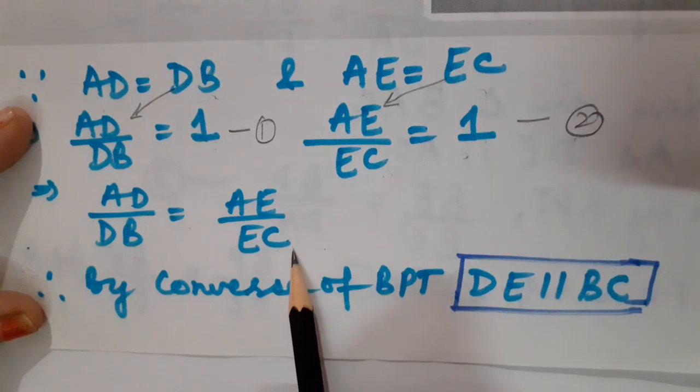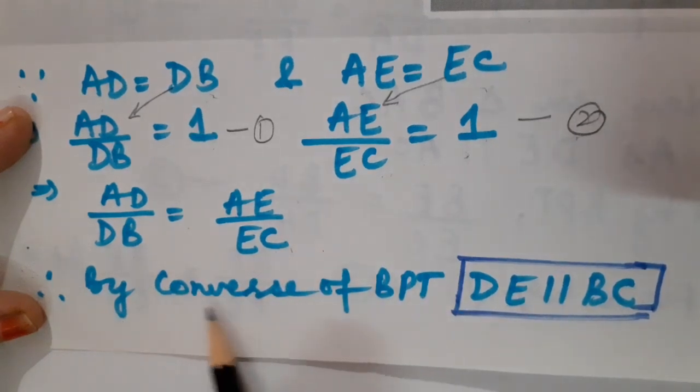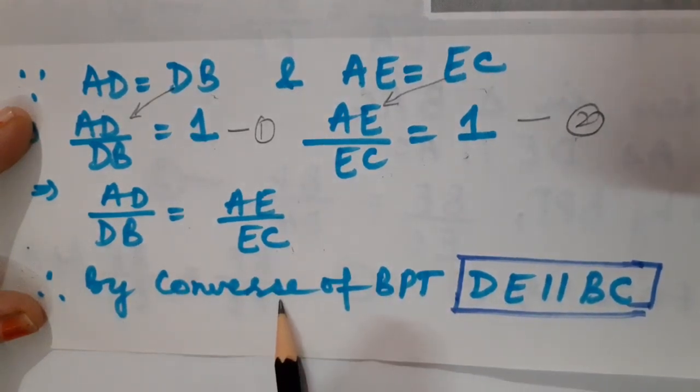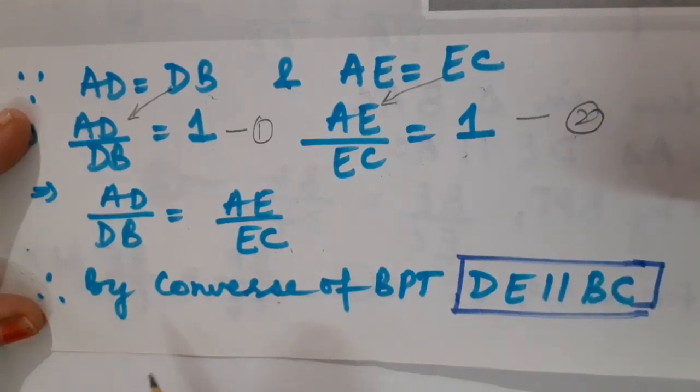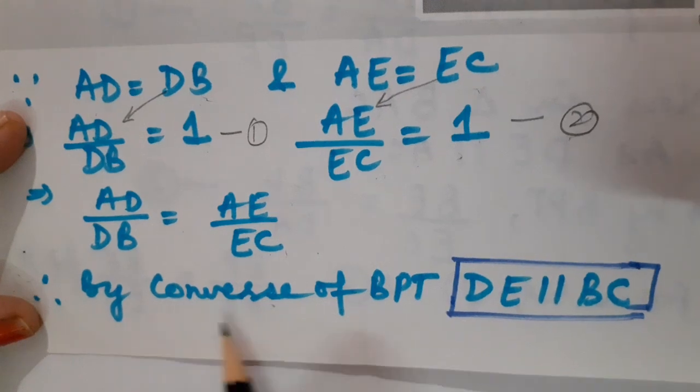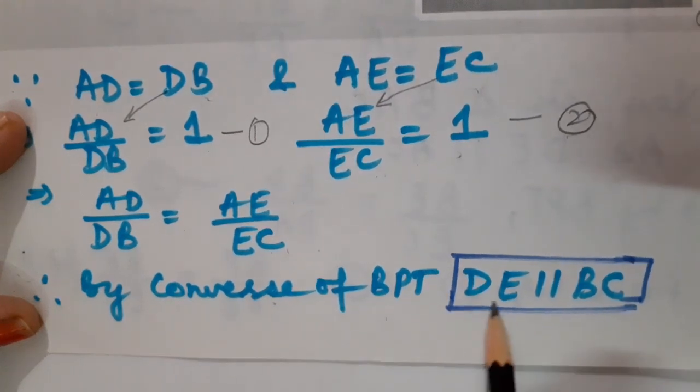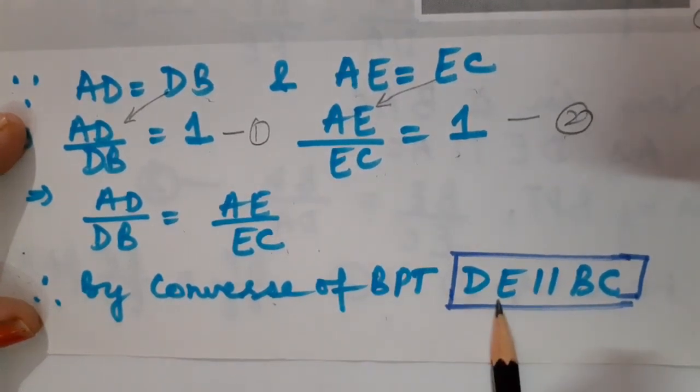Okay. So definitely when you have the same ratio of two sides of a triangle, then we can conclude that the line which intersects both the sides of a triangle must be parallel to the third side of the triangle. So by the converse of BPT, we can say that DE is parallel to BC.